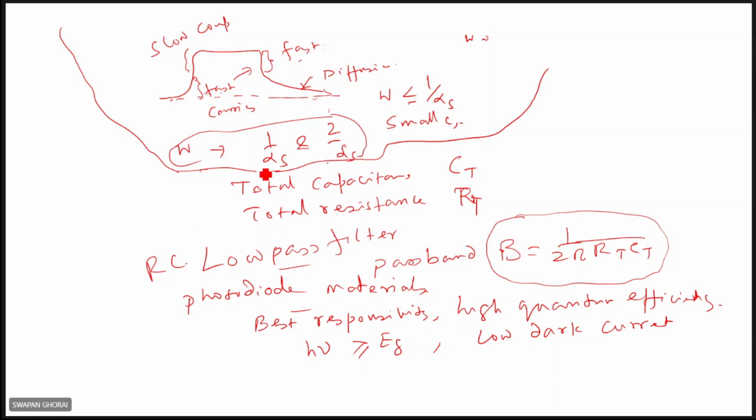If the depletion layer is very large, then quantum efficiency will be high, but at the same time, response speed will be less. If the depletion layer is very thin, then the capacitance value will be quite large, and then there will also be a lot of distortion. So the depletion layer will be in between 1/αs to 2/αs, where α is the effective absorption coefficient.